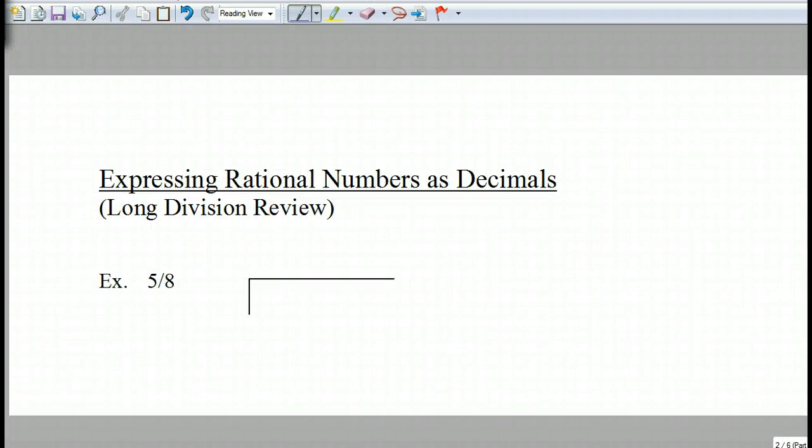Okay, so next we want to talk about how do you express a fraction as a decimal. Okay, so we want to see what 5 divided by 8 is in decimal form. Okay, 8 obviously does not go into 5. So what we're going to want to do is add a decimal to it and add a 0. So I'm going to put that right here. So because the decimal is here, right directly above it, I'm going to put my decimal right here. So 8 goes into 50. How many times?